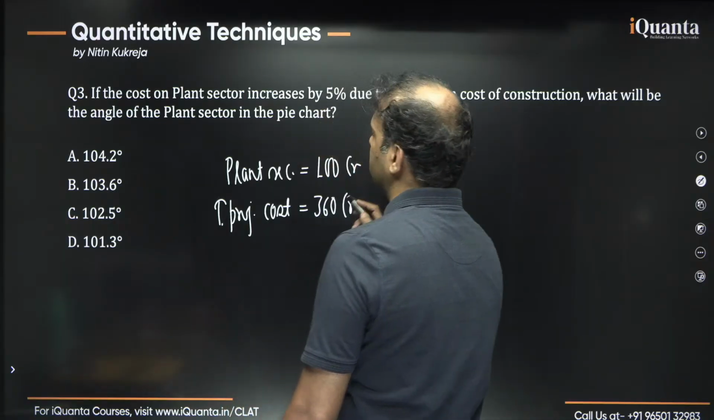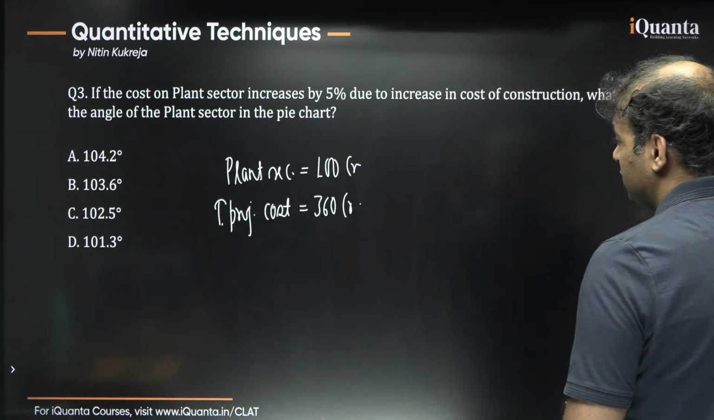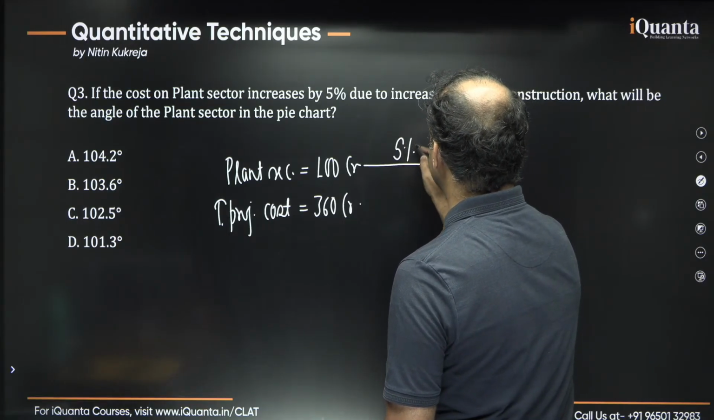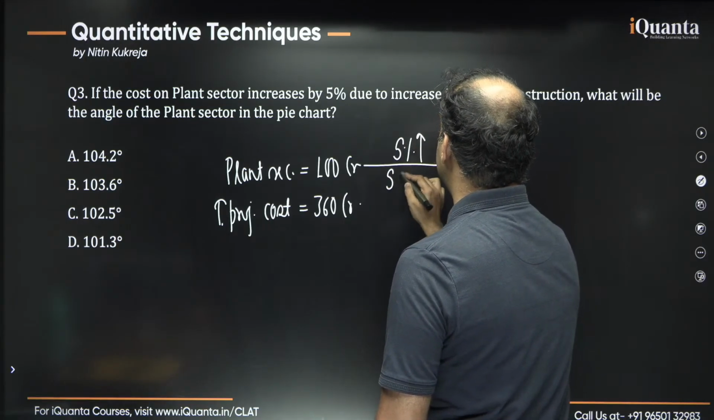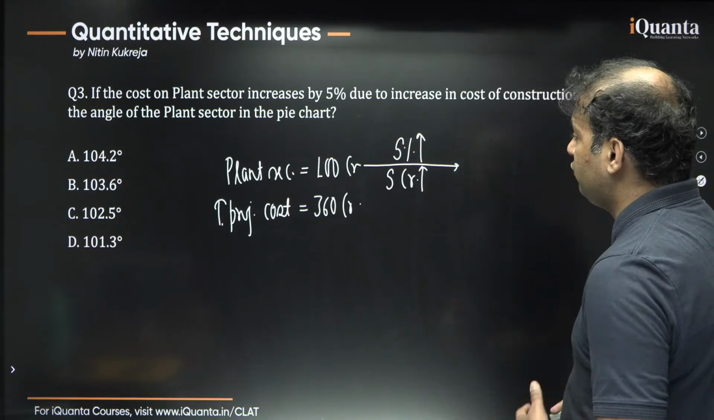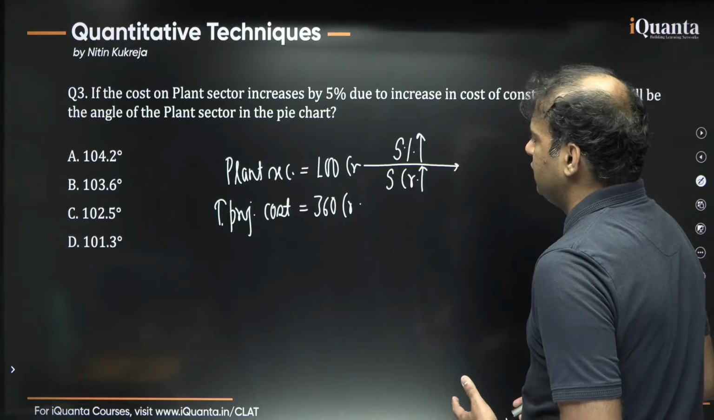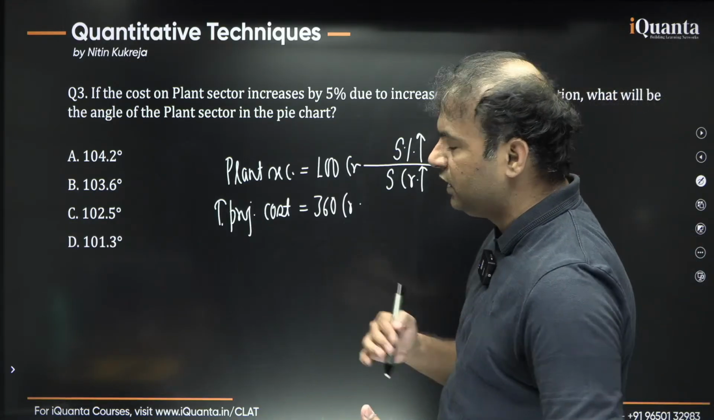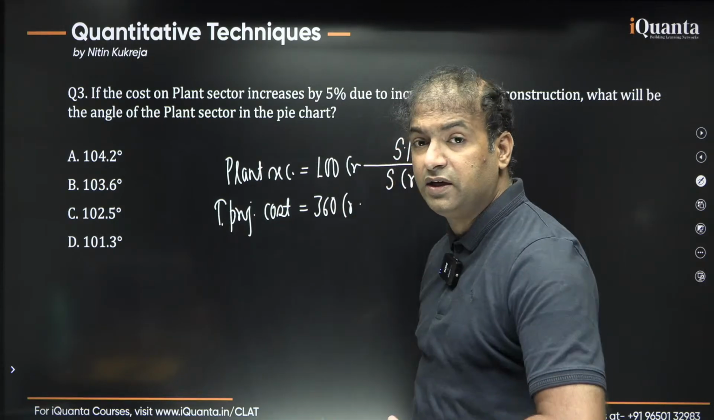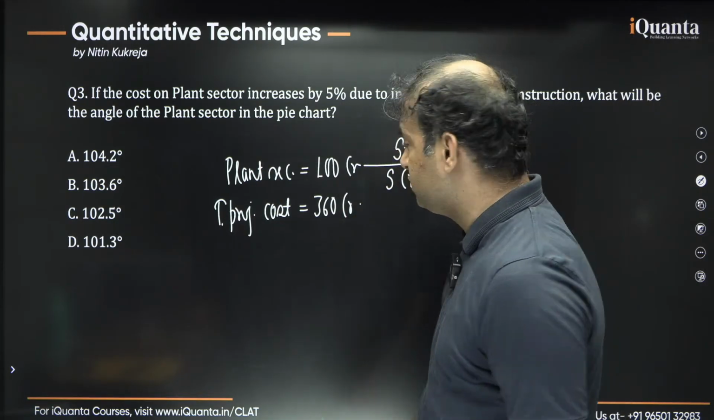Now, what is happening is that the cost in the plant sector increases by 5%. So, if it is increasing by 5%, what is 5% of 100 crores? We can say it is 5 crores, simple, right? So, the increment in the plant sector is 5 crores and the other sectors are not increasing their cost. That means the total project cost will also increase by only 5 crores because of this.